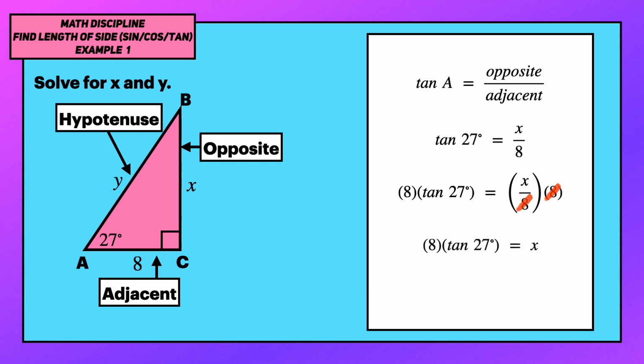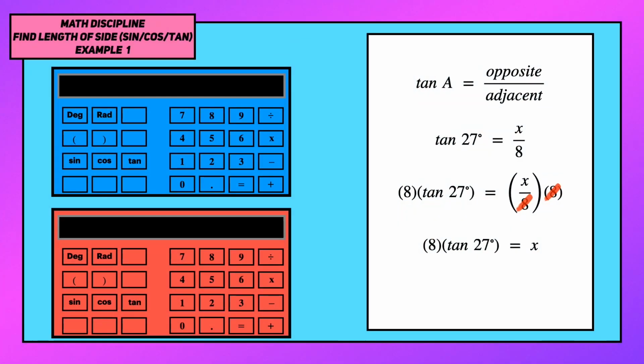So now we have x is equal to 8 times the tangent of 27 degrees. In order to simplify this last part of our equation, we need to use our scientific calculators. This part is very important, so you should pay close attention.